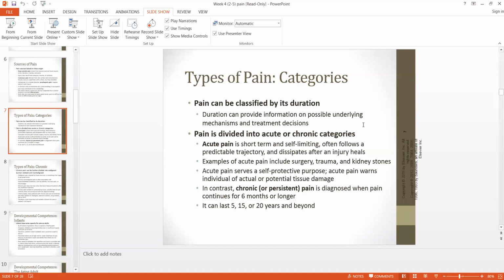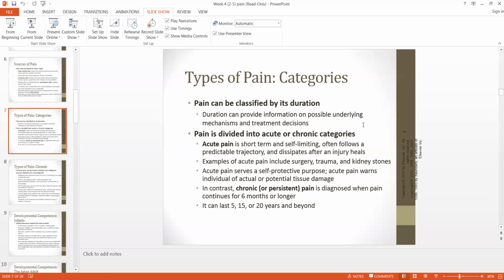We don't have chronic pain on an incision like we might with a back injury or something of that sort, or with arthritis. So acute pain is short-term, self-limiting, and usually is over in 6 weeks or so. Once that's healed, you shouldn't have any pain anymore. Examples are surgery and trauma, when that load of bricks falls on you or when you're in that car accident and you're all healed up from it, the pain should go away.